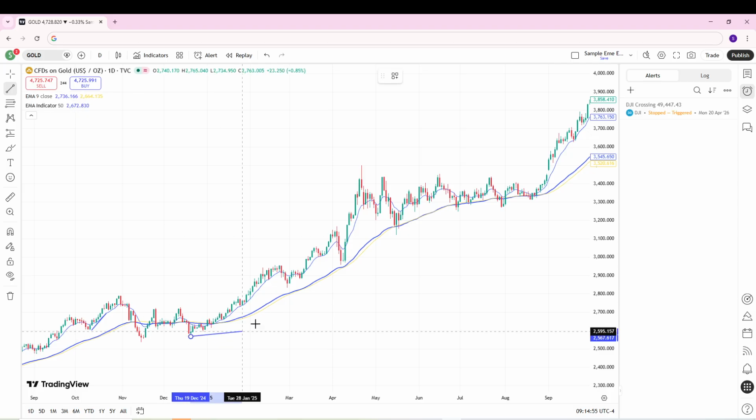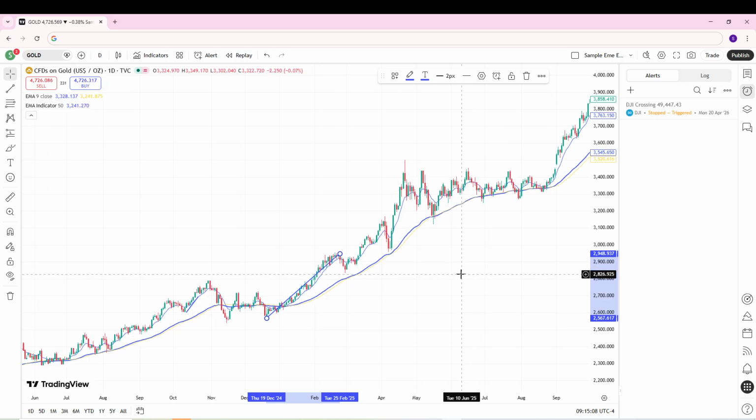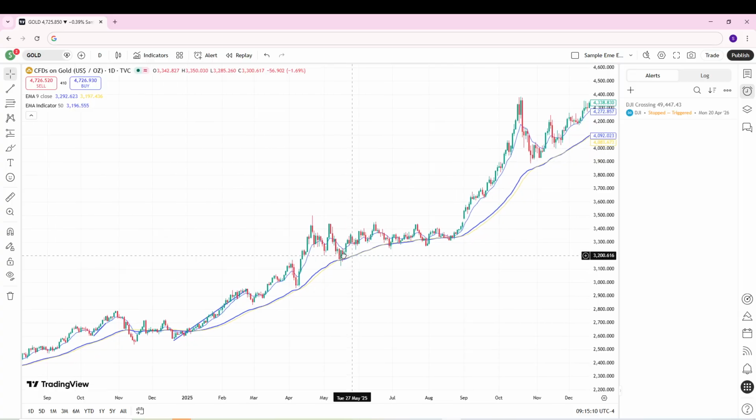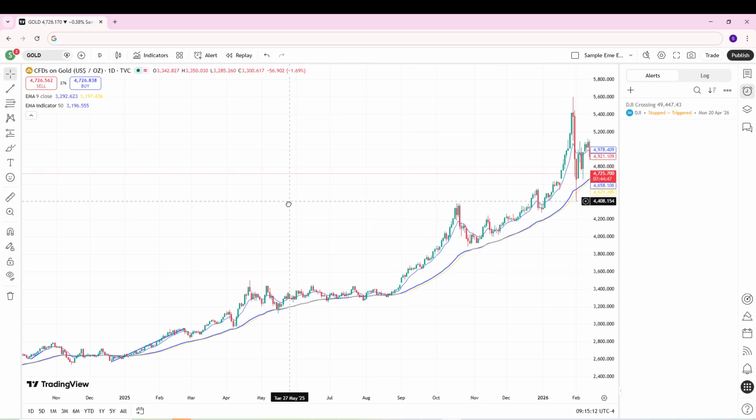Once your trend line is in place, observe how price interacts with it. In many cases, price will come back to retest the trend line before continuing the upward movement. This is where traders look for potential buying opportunities, because the trend line acts like a support zone.